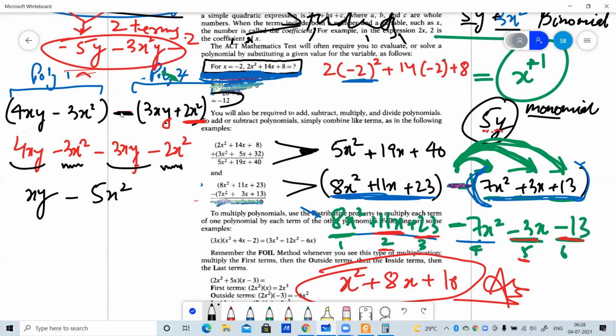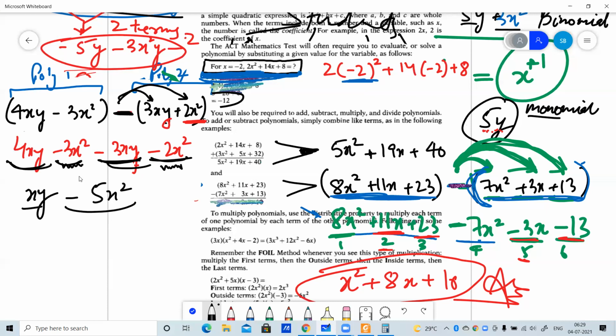When we distributed this negative sign to 3xy and 2x squared, it became negative 3xy, negative 2x squared. Now we don't need to subtract this again. We have to just follow the sign accordingly. 4xy minus 3xy will be xy. Negative 3x squared minus 2x squared will be negative 5x squared.